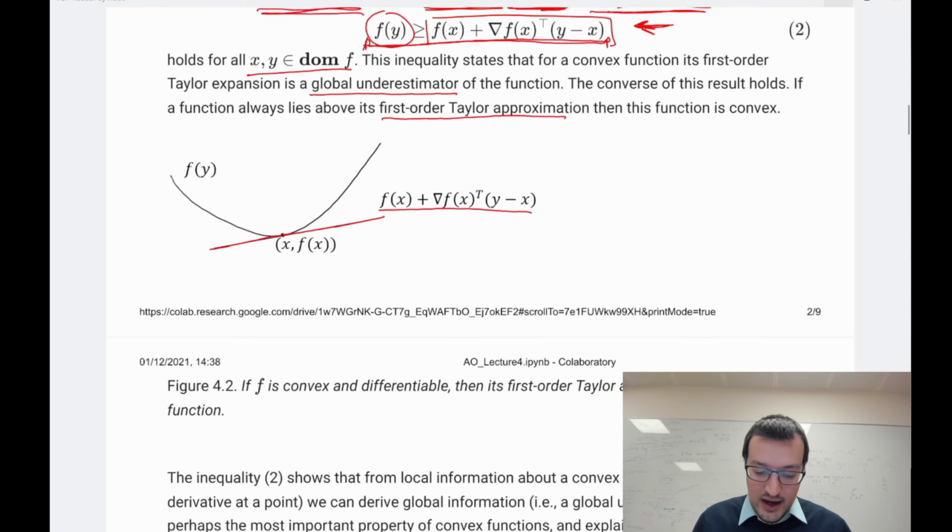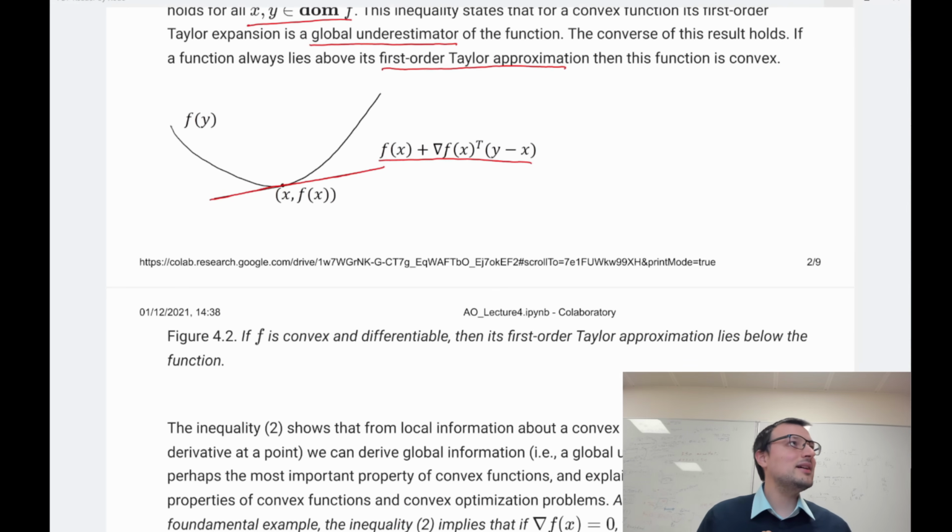And this property is very important, okay? It's the reason why convex optimization is so powerful. It's the fact that essentially from local information, so what's happening here, we actually get something that is global.